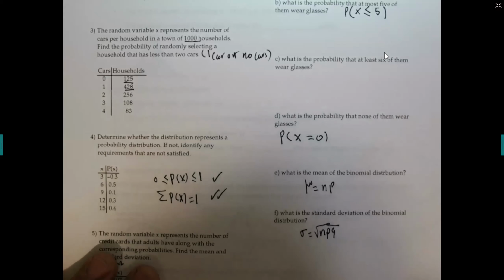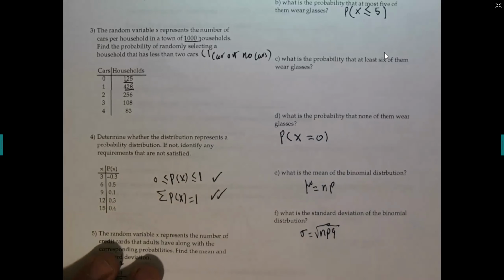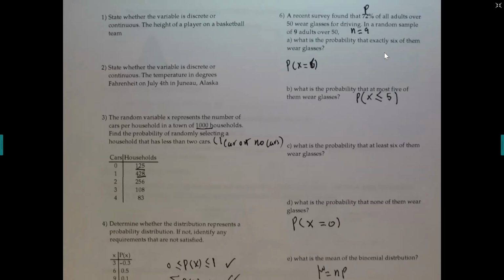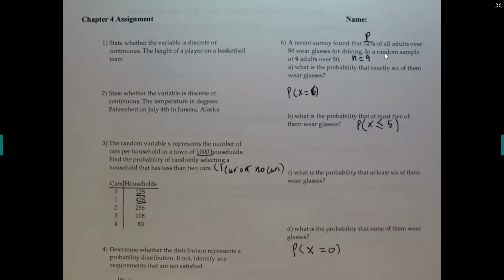So I would say that shouldn't take even half an hour to do, just probably less than 20 minutes. You can get this assignment done. Sorry, just for question number 5.